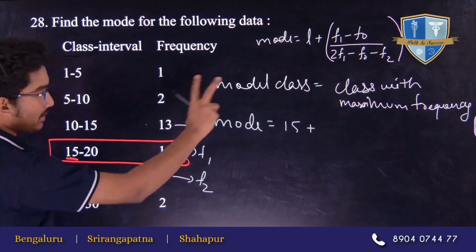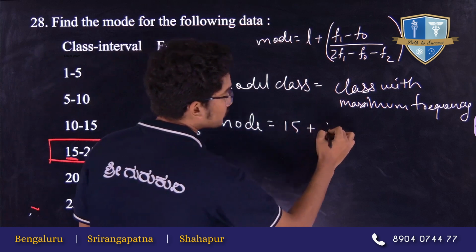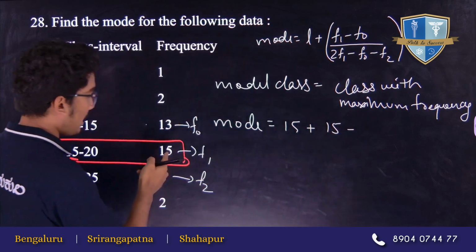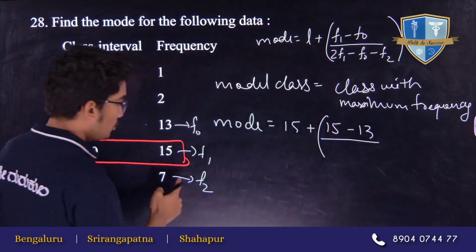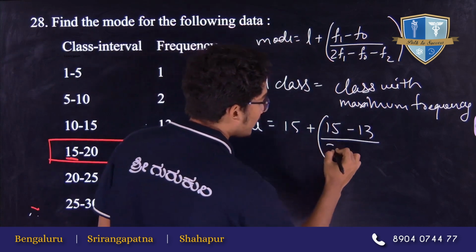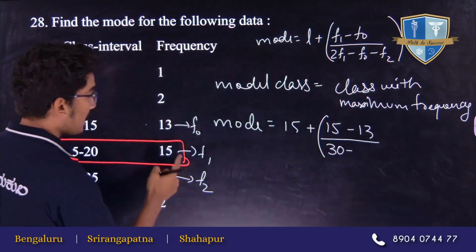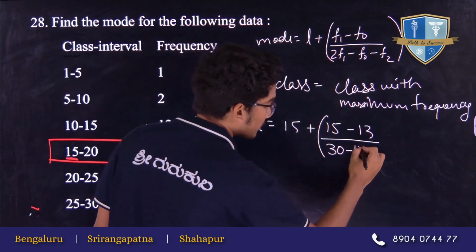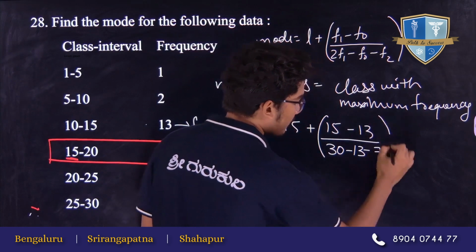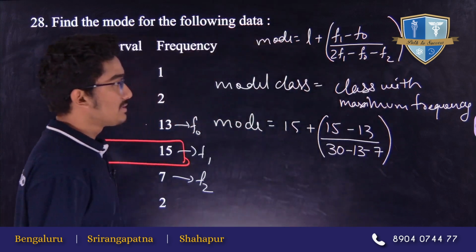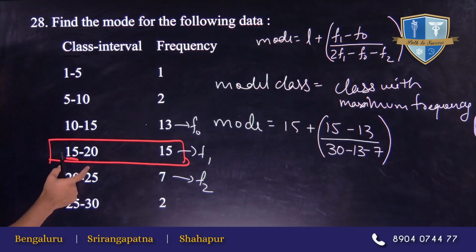Now we'll put all the values there. So F1 is 15 minus F0, F0 is 13, divided by 2 times F1. 2 times F1 is 30, minus F0 again 13, minus F2 which is 7. So minus 7, into H. H is the size of the modal interval. So the size of this interval is 5, right? 20 minus 15 is 5.